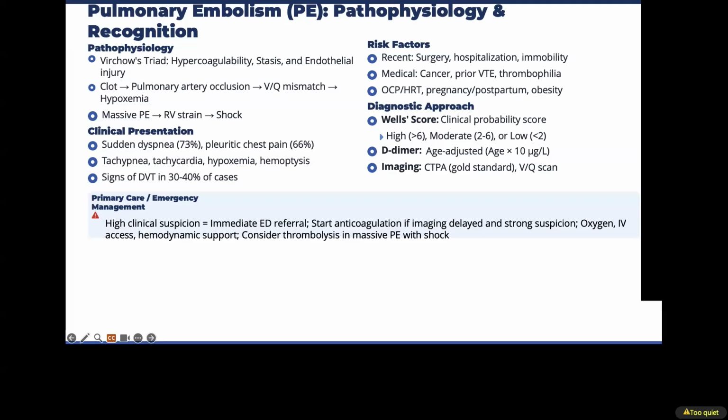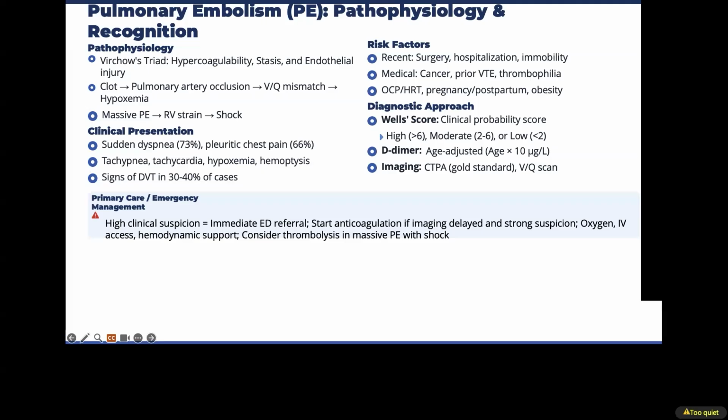do a D-dimer. The problem with a D-dimer is you have to age adjust it, meaning in old people, a D-dimer is going to be high. So what you want to do is say age times 10 micrograms per liter. That's the adjustment factor. Not going to ask you that, just know that one exists.